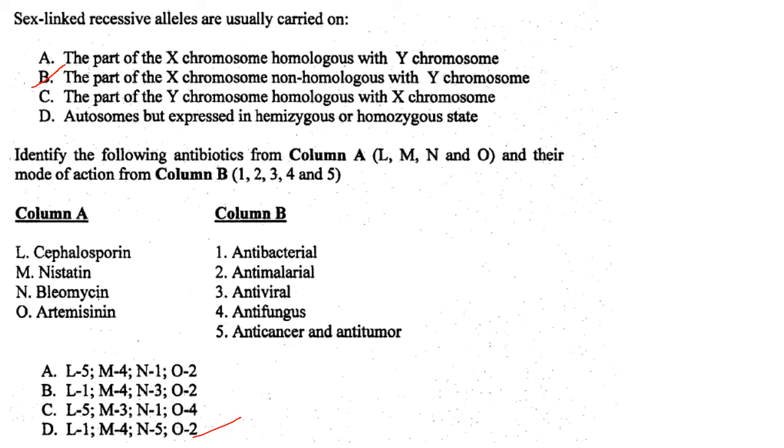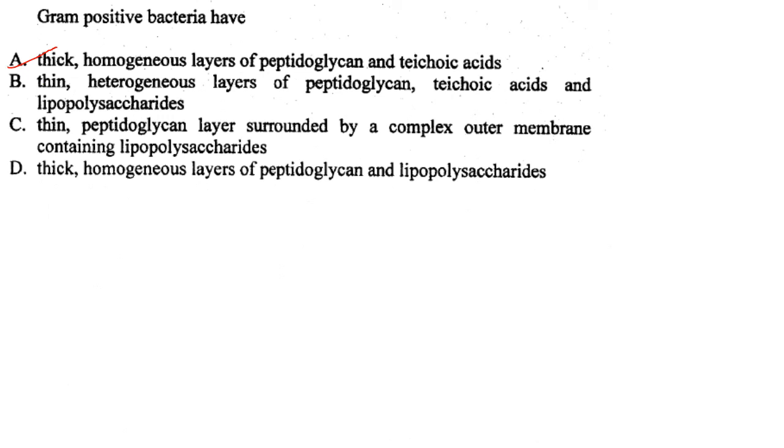Then identify the following antibiotics from column A to their mode of action in column B. Cephalosporin, it is an antibacterial, so L1. Then nystatin is antifungal, M4. Bleomycin, it is anti-cancer and anti-tumor. And artemisinin is anti-malarial. So answer is option D, L1, M4, N5, O2. Then gram-positive bacteria have a thick homogeneous layer of peptidoglycan and teichoic acids. So answer is option A.